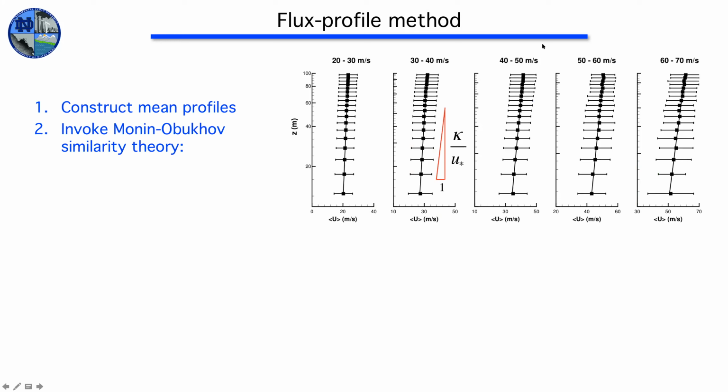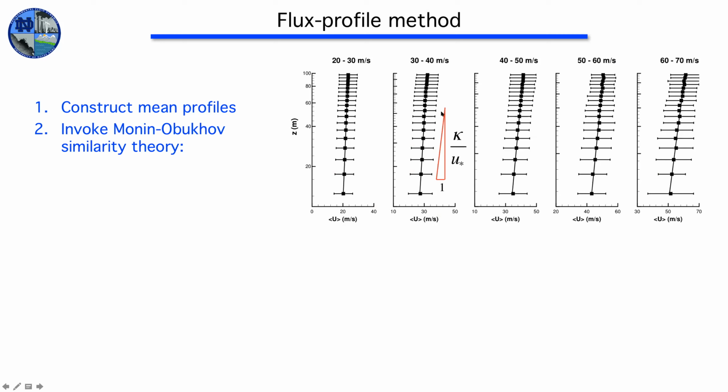It's actually quite straightforward. The first thing you do is you construct mean profiles. You take all of the dropsondes in a certain category, and the way that Powell had done it was categorizing based on the average boundary layer wind speed. He says, all right, I'll take all of the sondes in the range from 20 to 30 m/s, 30 to 40, and so on, and I'll average all the velocity profiles together. If you then invoke Monin-Obukhov similarity theory, you would expect to see a straight line on a semi-log plot.